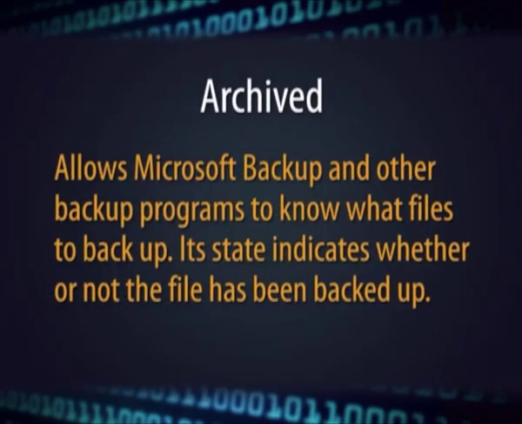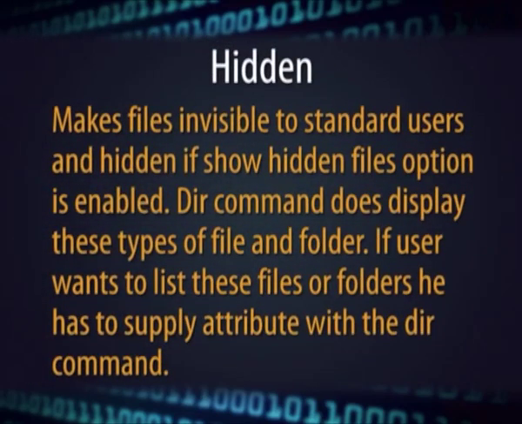2. Archive. This allows Microsoft Backup and other backup programs to know which files to back up. Its state indicates whether or not the file has been backed up. 3. Hidden. Hidden makes files invisible to standard users, and visible only if the show hidden files option is enabled. The dir command does not display these types of files and folders. If the user wants to list them, he has to supply the attribute with the dir command.